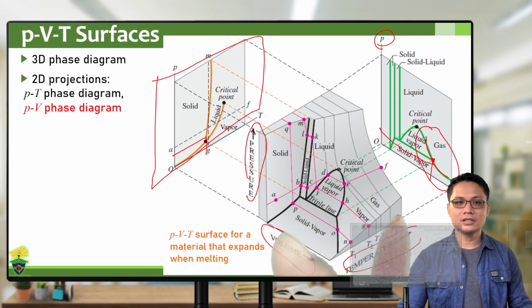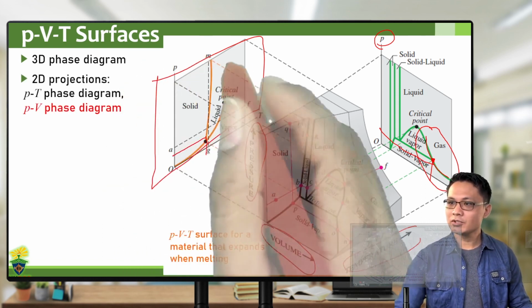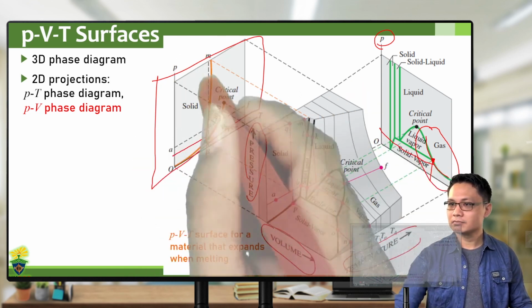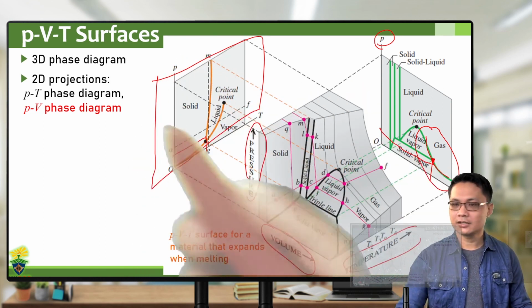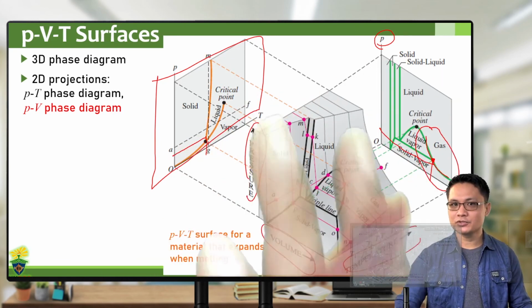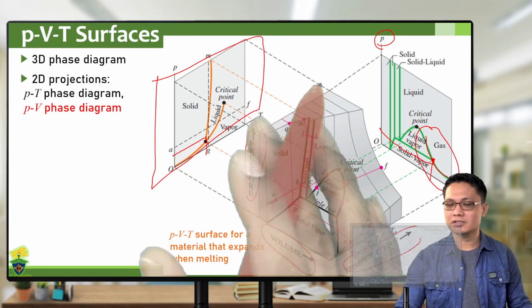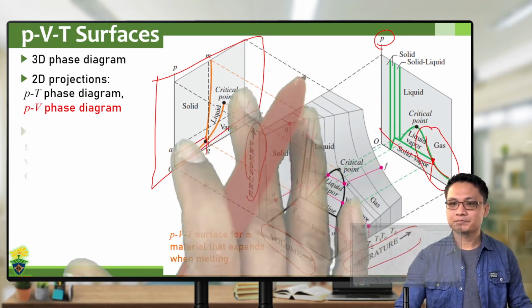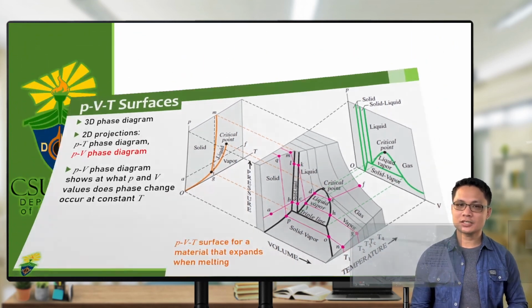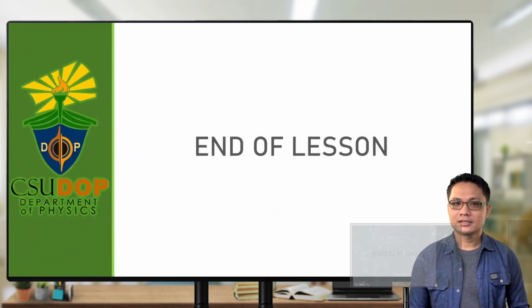So again, the two-dimensional diagrams presented here, the PT phase diagram, this one, and the PV phase diagram, this one, represent the projection of these PVT surfaces for a melting material. So thank you for listening, and that ends our discussion on the thermal properties of matter.